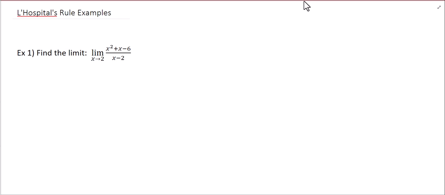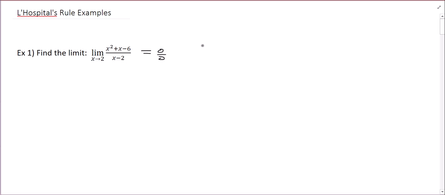So first of all, when we find the limit of something like this, what we did at the beginning of the semester, the first thing with limits is you plug it in and see what you get. If you get a number, you're done. If you get 0 over 0, that means do some algebra. So here, when you plug this in, you're going to have 2 squared, which is 4, plus 2, which is 6, minus 6. So you're going to have 0 over 0, which means it's an indeterminate form.